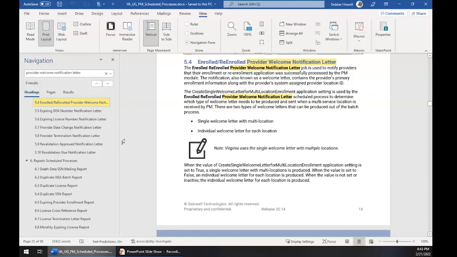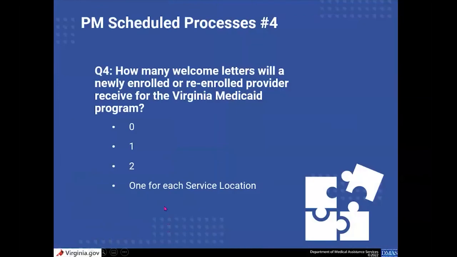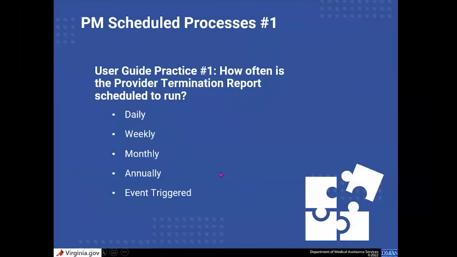Okay, so let's go back to our PowerPoint slides. How many welcome letters will a newly enrolled or re-enrolled provider receive for the Virginia Medicaid program? And the answer to that, as we stated, would be 1. And then our next question, how often is the provider termination report scheduled to run? Is it daily, weekly, monthly, annually, or event triggered? The correct answer would be weekly. Remember, we went down to the appendix and found that answer there.